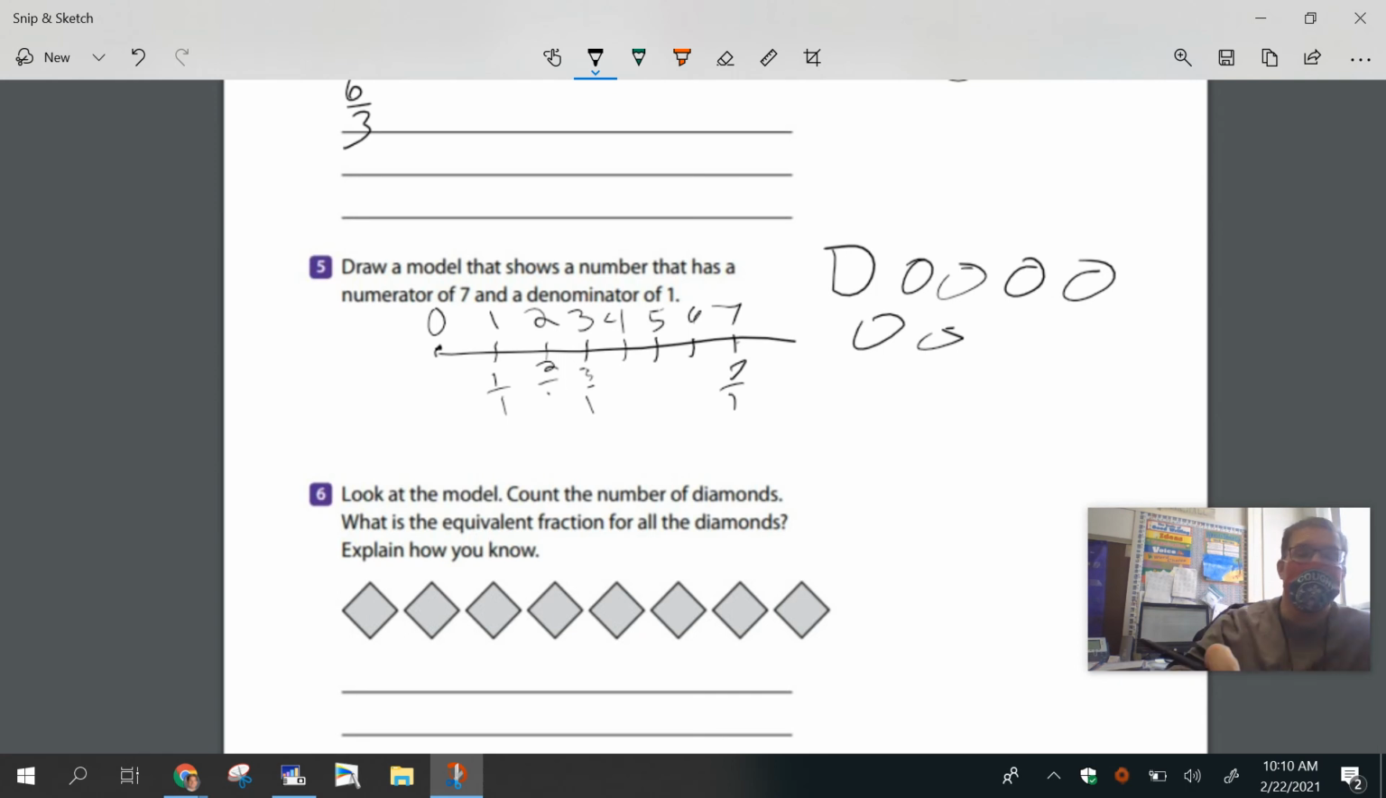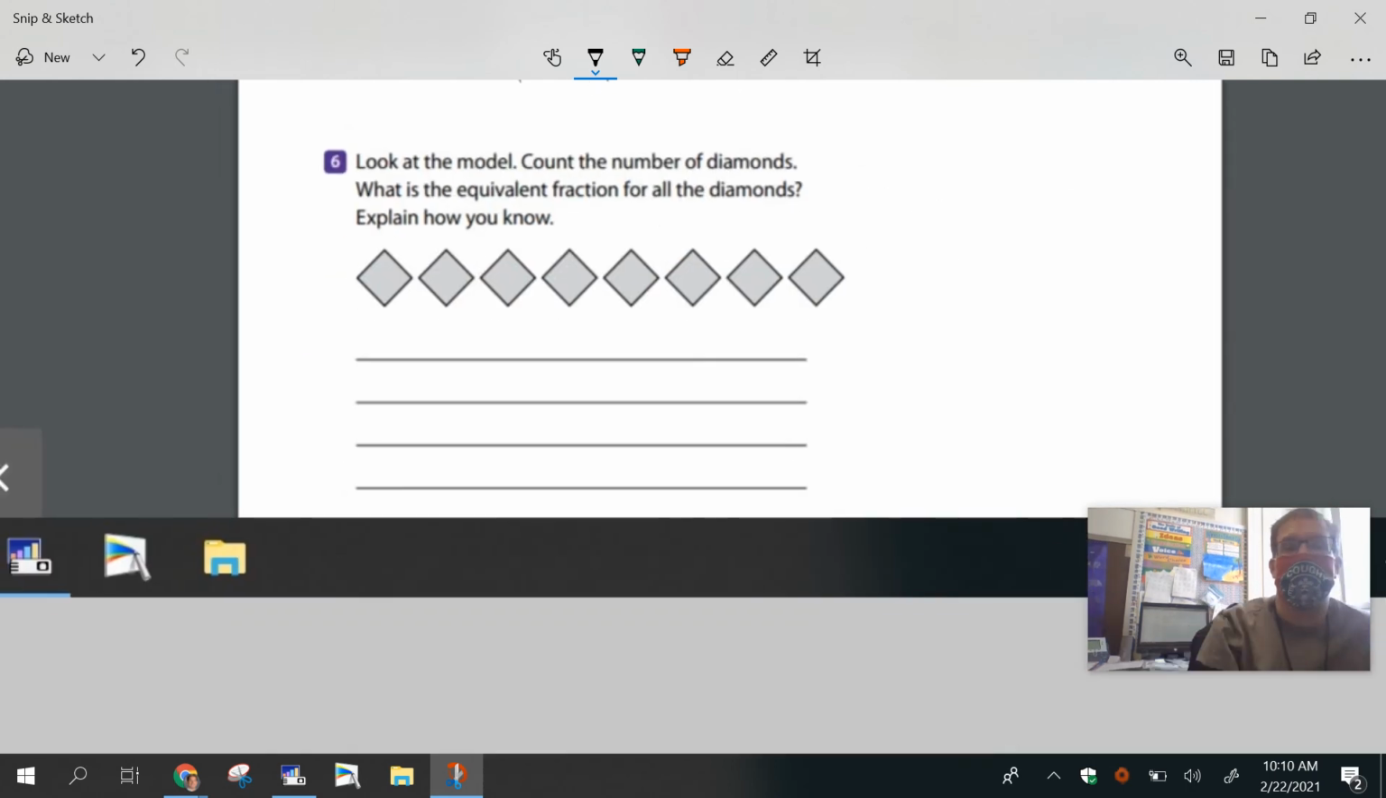Okay? Look at the model. Count the number of diamonds. Equivalent fractions of diamonds. 1, 2, 3, 4, 5, 6, 7, 8 over 1.